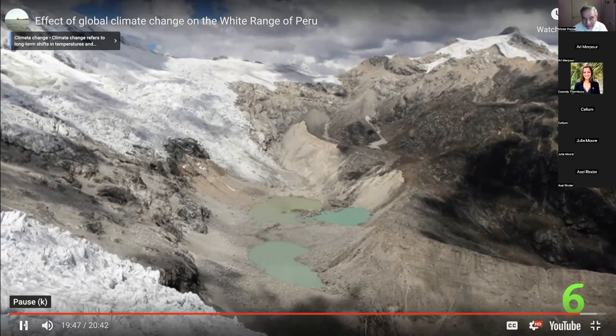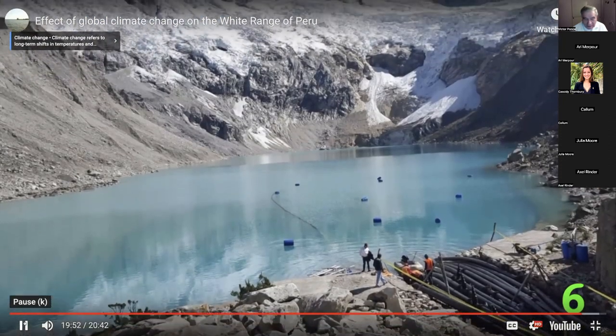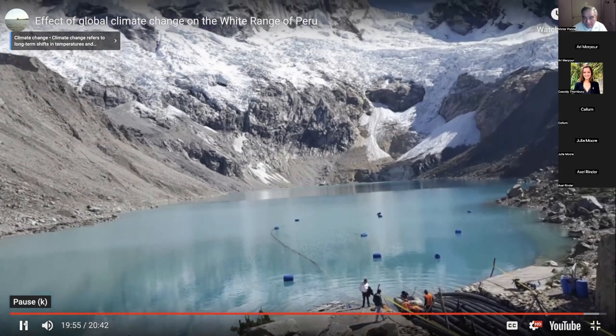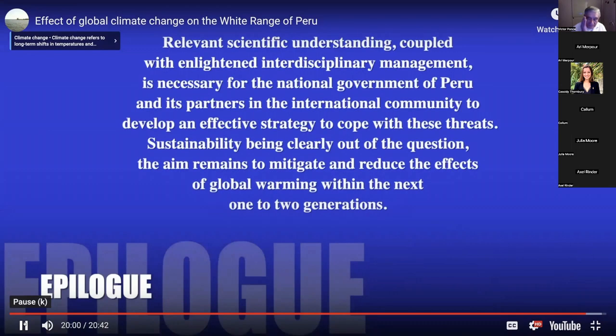Many of these devastating floods have occurred in the White Range in the past 100 years, and the chances are that they will continue to recur. Relevant scientific understanding, coupled with enlightened interdisciplinary management, is necessary for the national government of Peru and its partners in the international community to develop an effective strategy to cope with these threats. Sustainability being clearly out of the question, the aim remains to mitigate and reduce the effects of global warming within the next 1 to 2 generations.